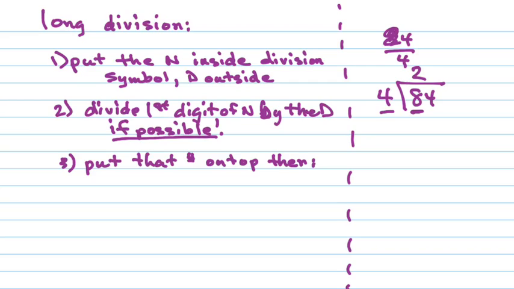Then it's just a process. Multiply times the denominator. Remember, the denominator is just the number on the outside. I'm just using fraction terms because we've been using fraction terms. It's not really a denominator. It's called a divisor now.